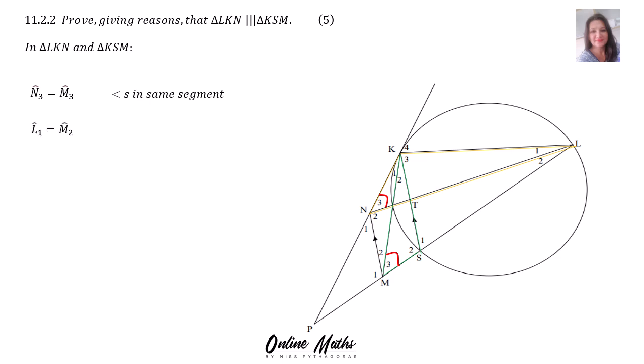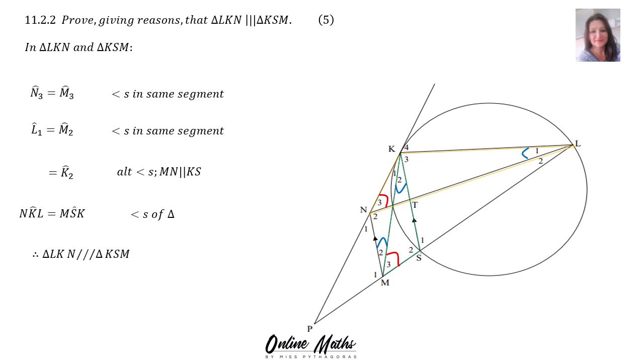Furthermore, L1 is equal to M2 for the same reason, angles in the same segment. But we can also say that L1 is equal to K2, and the reason is alternate angles, because MN is parallel to KS. Therefore, the third angles, angle K and angle S in the two triangles, will be equal, and your reason is angles of a triangle.